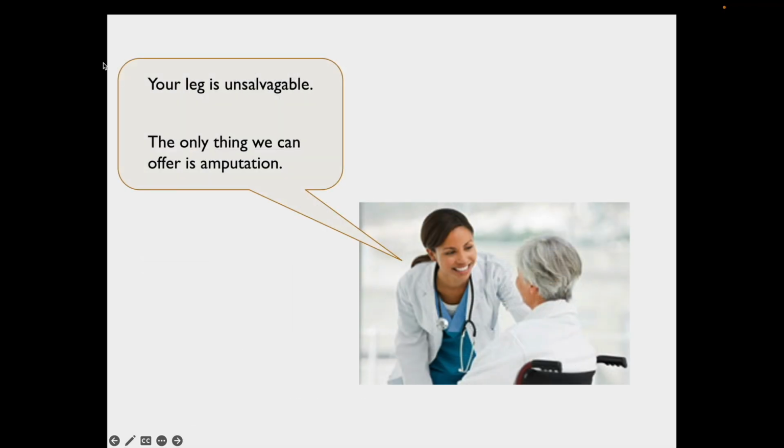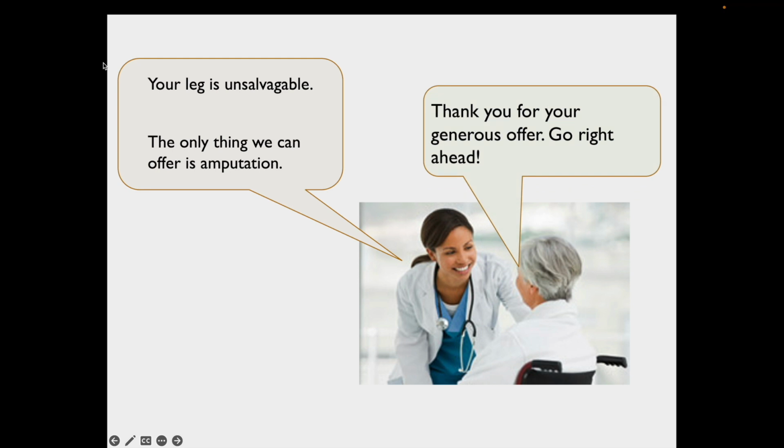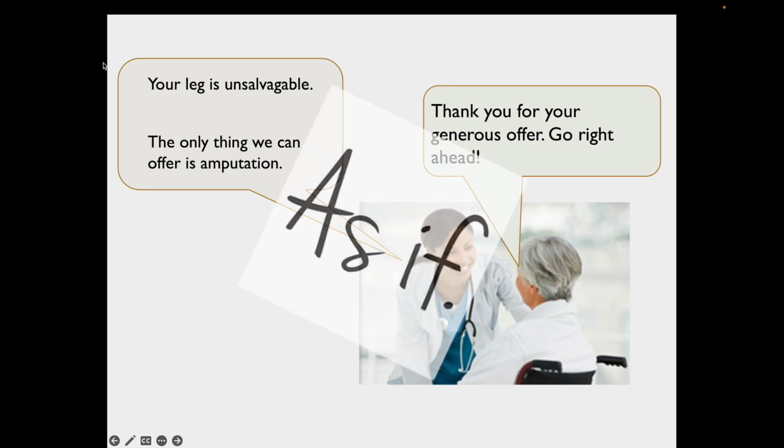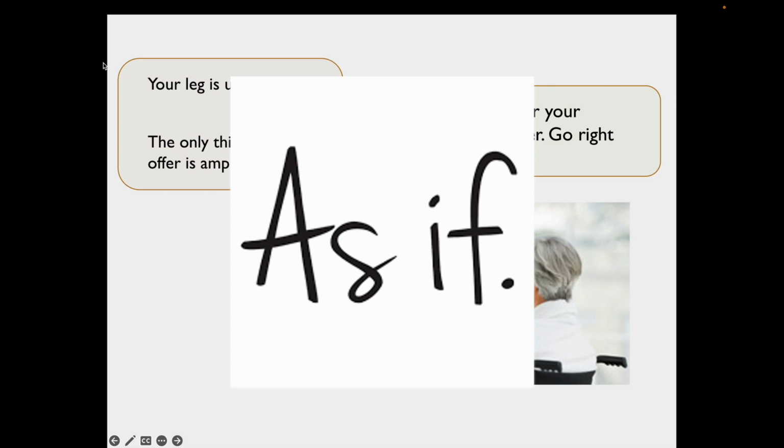So here is a hypothetical conversation between a surgeon and a patient. So the surgeon says, "Your leg is unsalvageable and the only thing we can offer is amputation." And the patient says, "Thank you. Go right ahead." So this never happens. The patient almost always refuses the amputation the first time it is offered. However, as clinicians, we know that the amputation is inevitable. So from the time the patient refuses the amputation to the time the patient actually gets the amputation, this is when prehabilitation can be done.